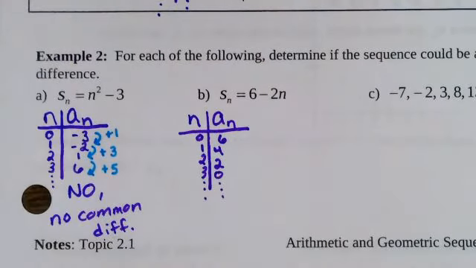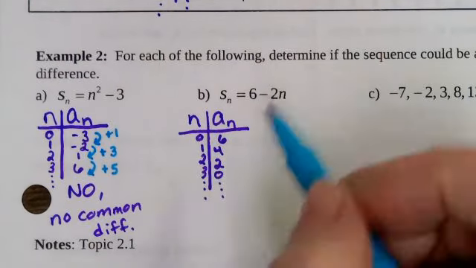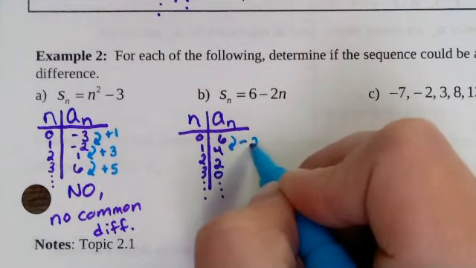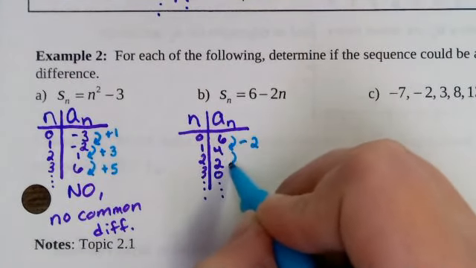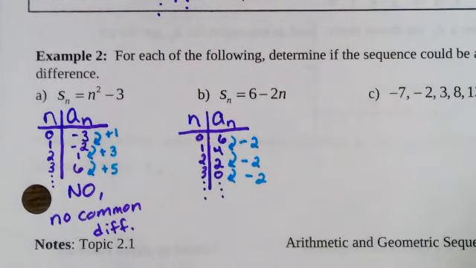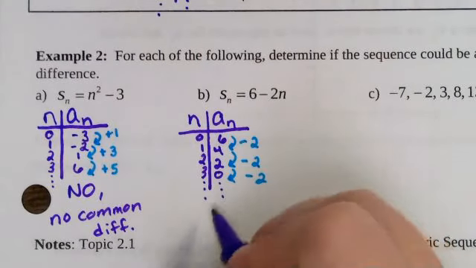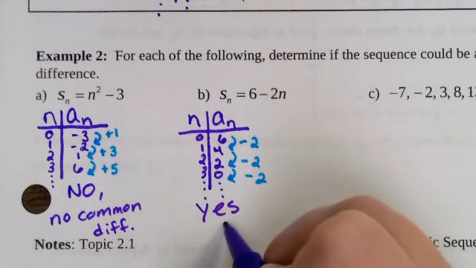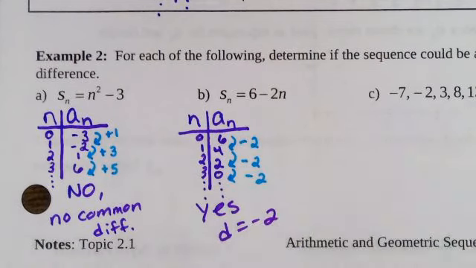So here's what I want you to look at, okay? From one value to the next, from 6 to 4, that went down 2. From 4 to 2, it went down 2. From 2 to 0, it went down 2. Do you see how there's a common difference? It changed the same amount each time. And so we can say, yes, this is arithmetic, and our common difference is a negative 2. Okay?